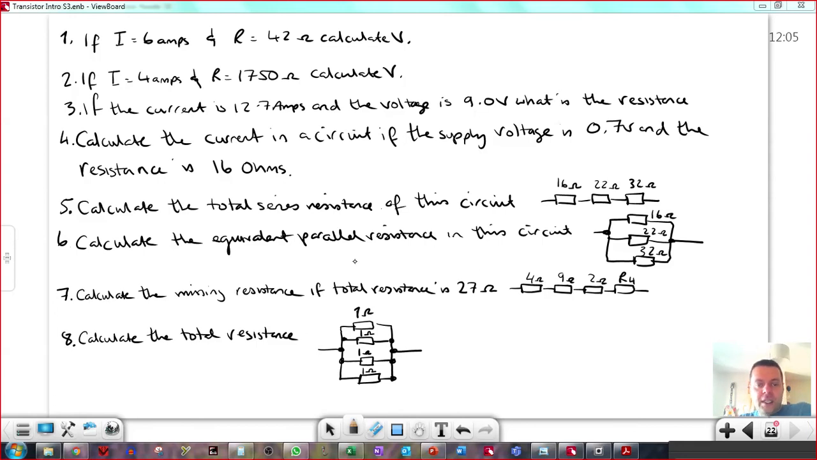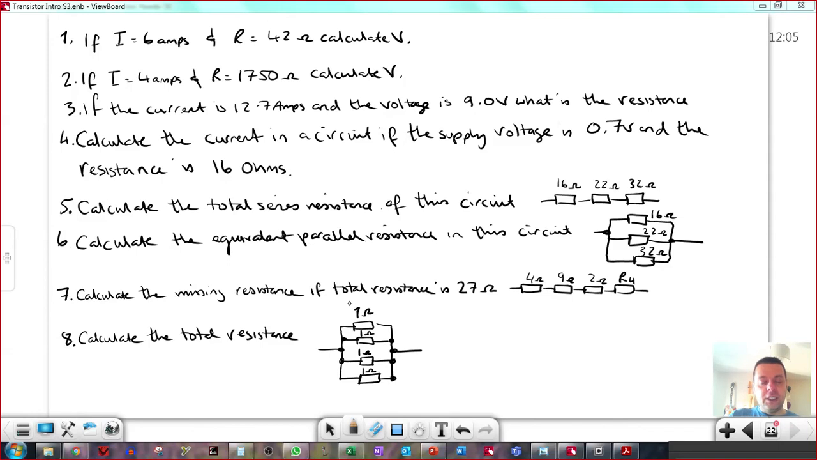The 2 parallel ones are identical in that you just calculate the total parallel resistance. The first series one is tell me the total resistance, and the second series one, question 7, is if the total resistance is 27, what must this R4 be? Just in case you can't read the values, that's 16, 22 and 32. That's 27 obviously. 4, 9, 2, and then R4 is the unknown one. And in this last one, all 4 values are 1 ohm.